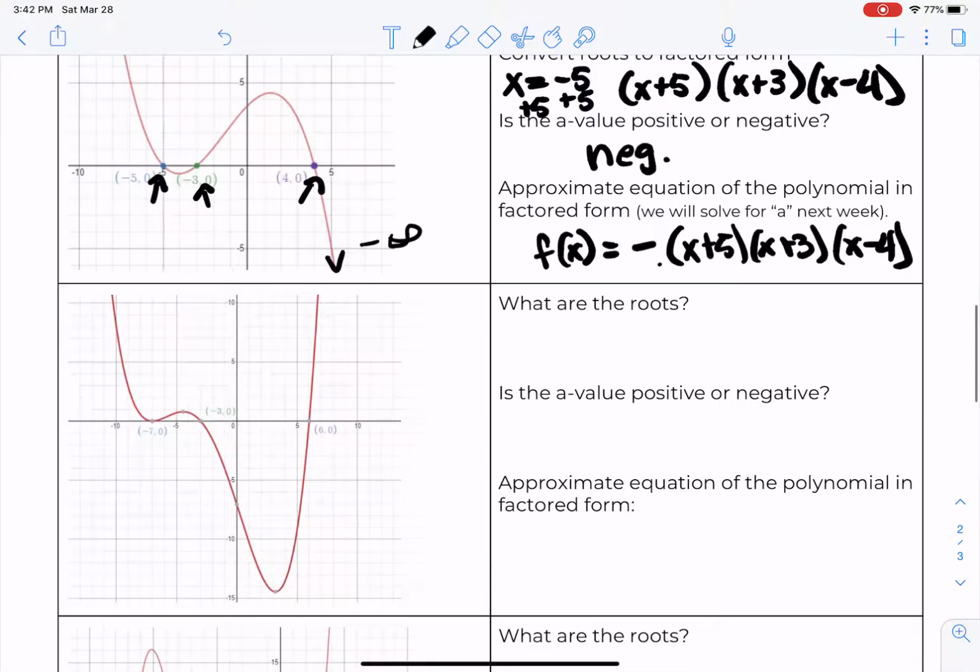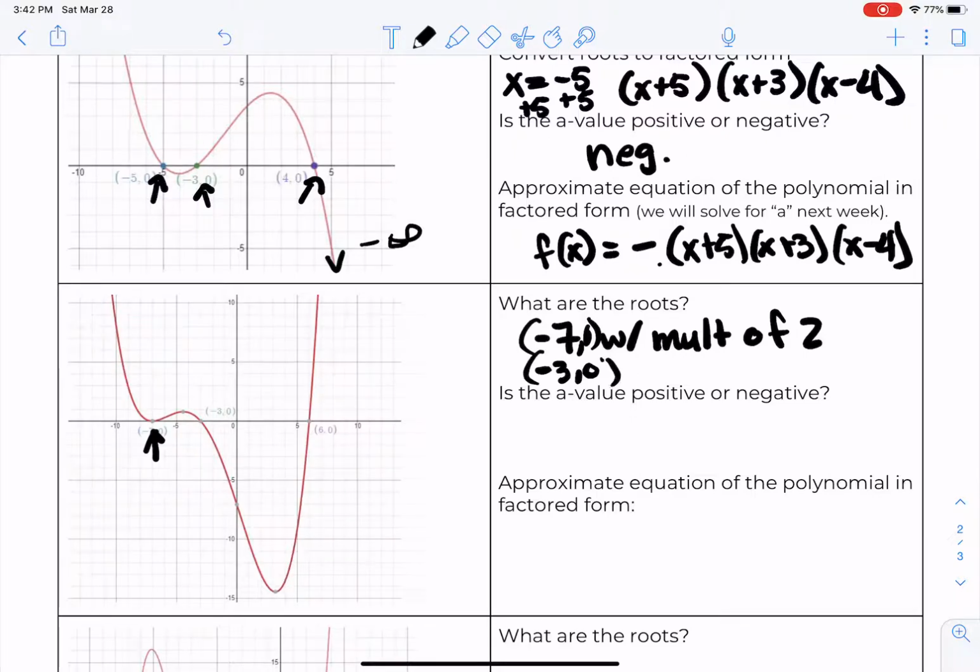Okay, so here the key to remember is that this is a bounce point, so that's a double root. So this is -7 with a multiplicity of 2. So it happens twice. It counts as a double. So you'll see people saying it has a multiplicity of 2. And then we also have -3, 0. Of course, this has a 0 too because it's a point on the axis. And then we have the point +6, 0.